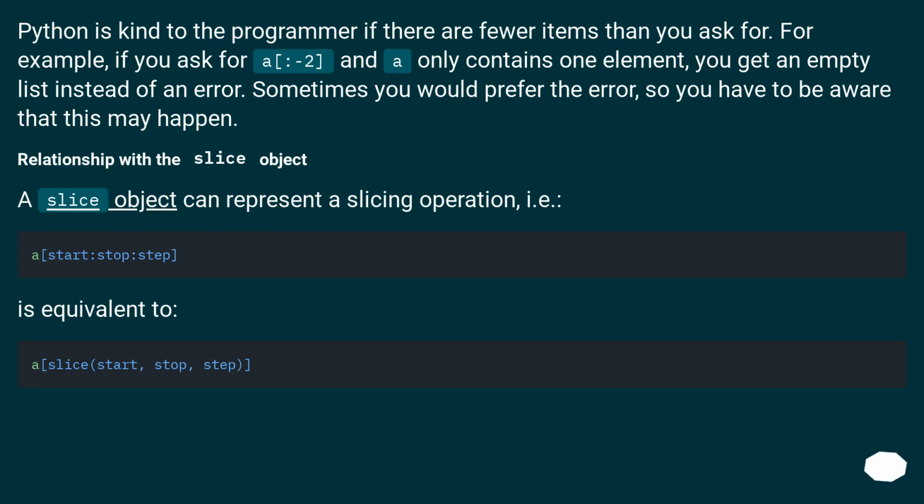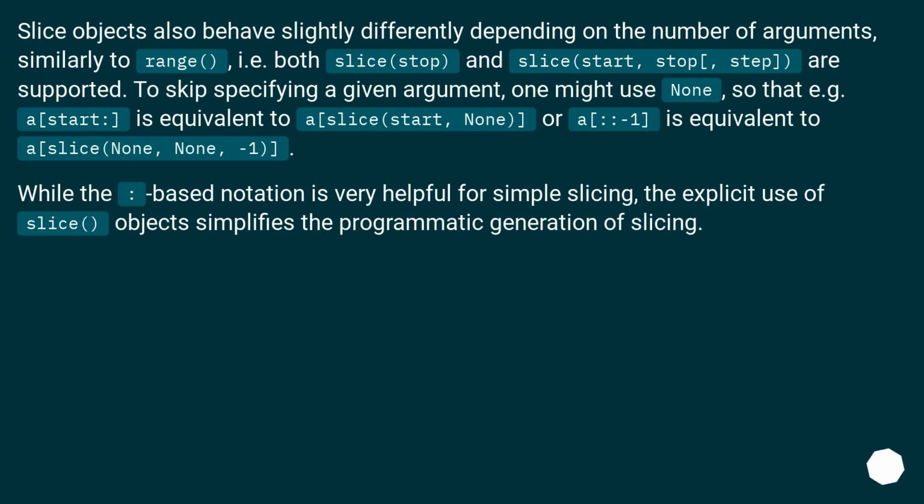Relationship with the slice object. A slice object can represent a slicing operation, i.e., it is equivalent to a slice call. Slice objects also behave slightly differently depending on the number of arguments, similarly to range, i.e., both slice(stop) and slice(start, stop, step) are supported.